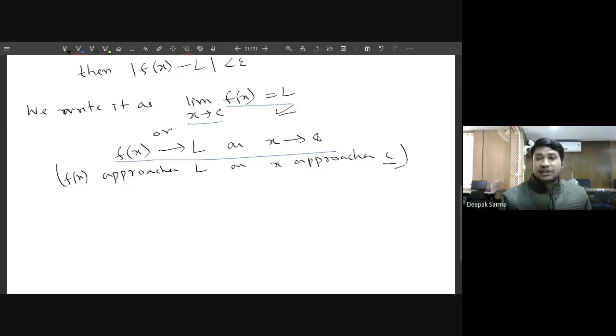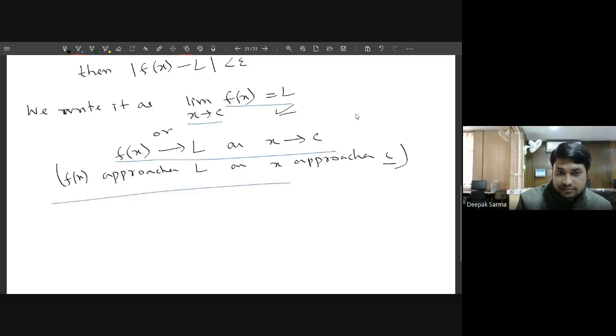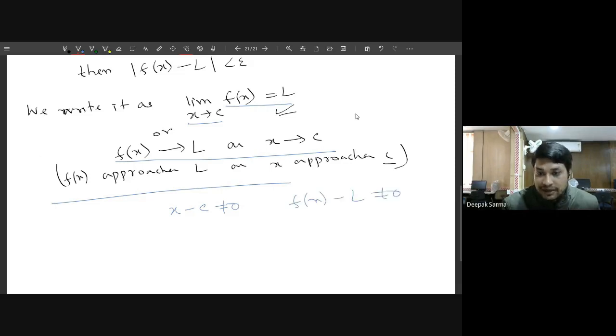Now, f(x) is very close to L, but the question is how close? Closeness should be defined. In terms of symbols, x is not equal to c means x minus c is not equal to 0, and f(x) minus L may not be equal to 0. But the meaning is these two quantities are very small. How small? The meaning of limit is that it can be as small as you want. If you give me any small number, I can make the quantity f(x) minus L smaller than that one. Do you get it?